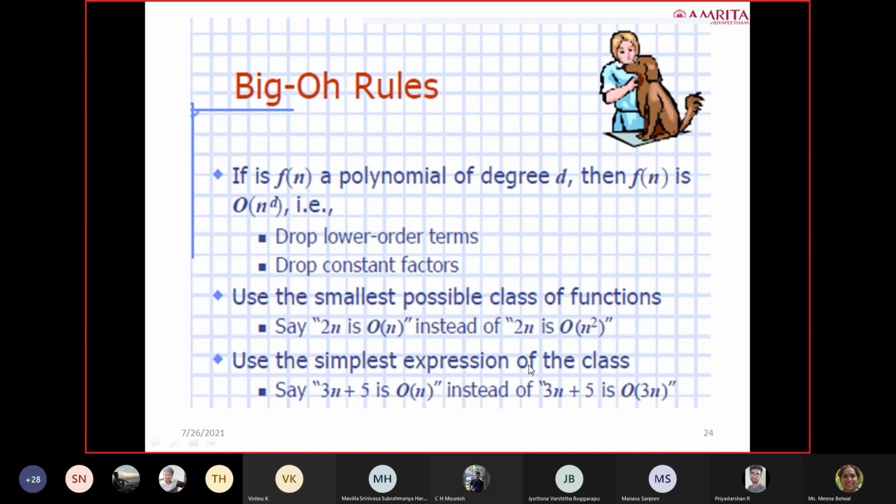Another rule is to use the simplest expression of the class. For example, you will say that 3n plus 5 is O of n. You will not say that 3n plus 5 is O of 3n. We try to make the expression the simplest expression.